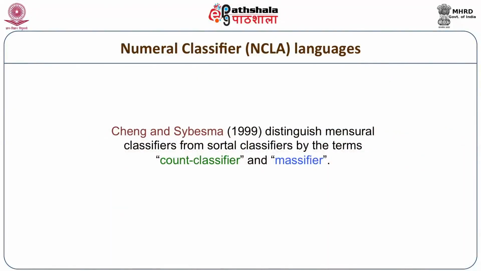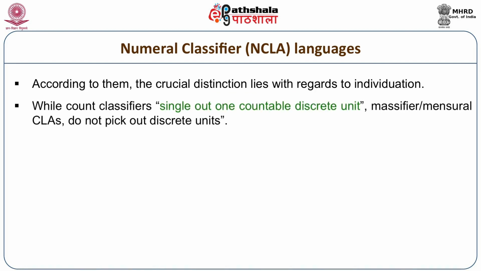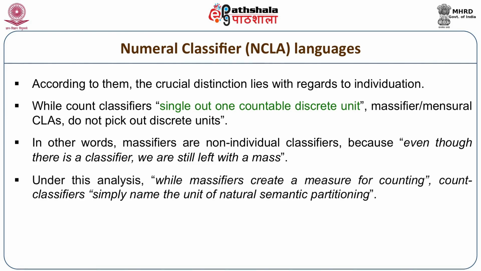Cheng and Sybesma distinguish mensural classifiers from sortal classifiers by using the term count classifier or massifier. According to them, the crucial distinction between sortal and mensural classifiers is with regards to individuation. While count classifiers single out one countable discrete unit, massifiers or mensural classifiers do not pick out discrete units. That is, they do not individuate, and such classifiers are non-individual classifiers. Because even though there is a classifier, they say, we are still left with a mass. As a consequence, massifiers create a measure for counting, and count classifiers simply name the unit of natural semantic partitioning.